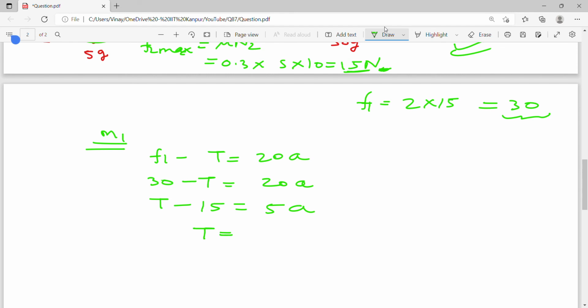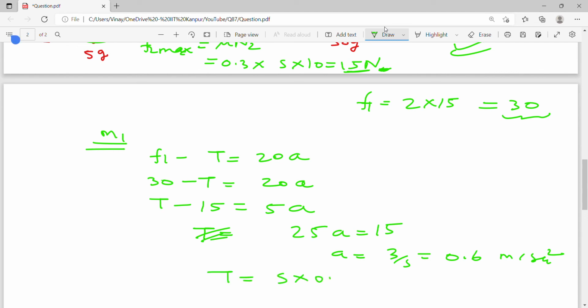After solving, you can add them. So firstly find the acceleration. This would be 25A is equal to 15. Acceleration would be 3 by 5, that is 0.6 meter per second square, of course. If you have A, you can find tension. Tension is 5 into 0.6 plus 15, that is 18 Newton.